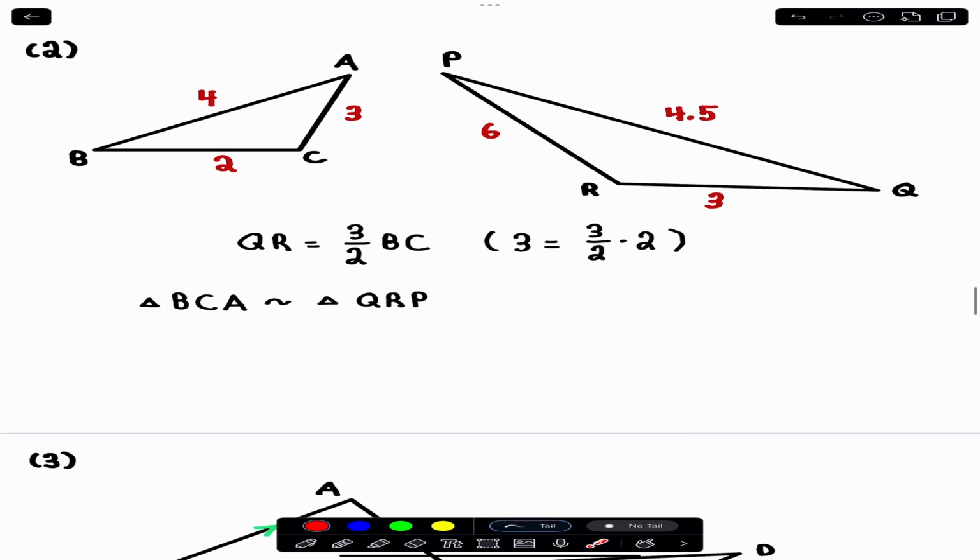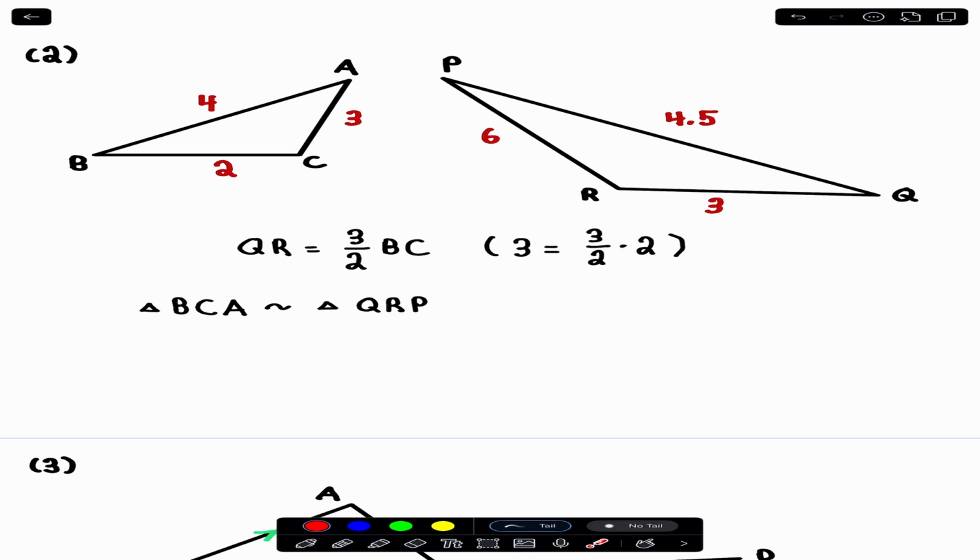And just to verify if this is correct, let's see. CA is the second largest side. So is RP the second largest side? No, it is not. In fact, it is actually the largest side, not the second largest side. Sorry. So this is actually incorrect. So we can go ahead and fix it. That's why it's always good to check.